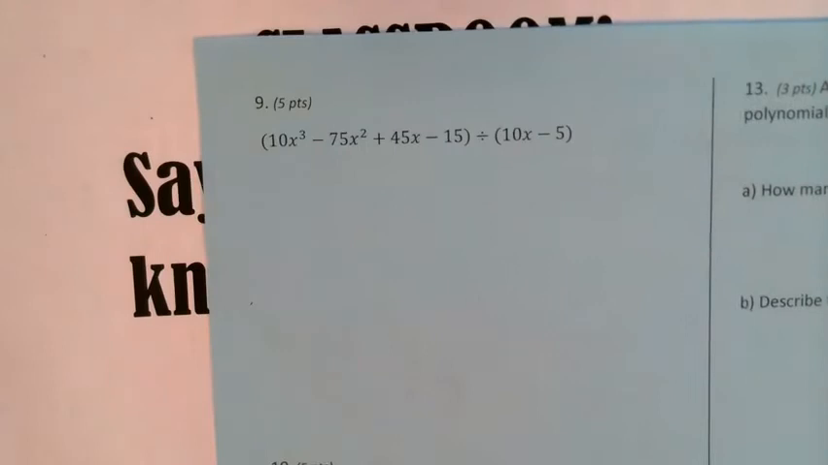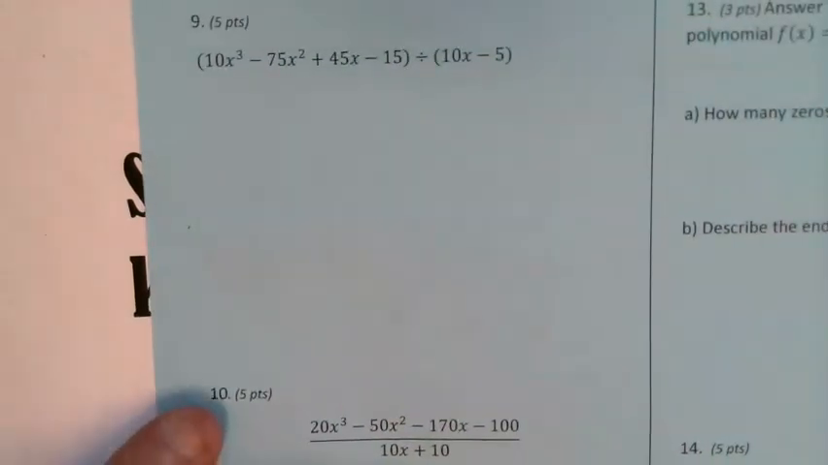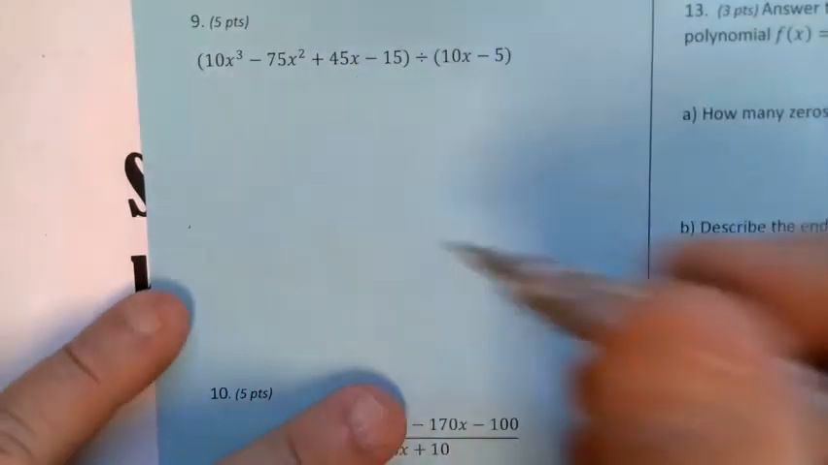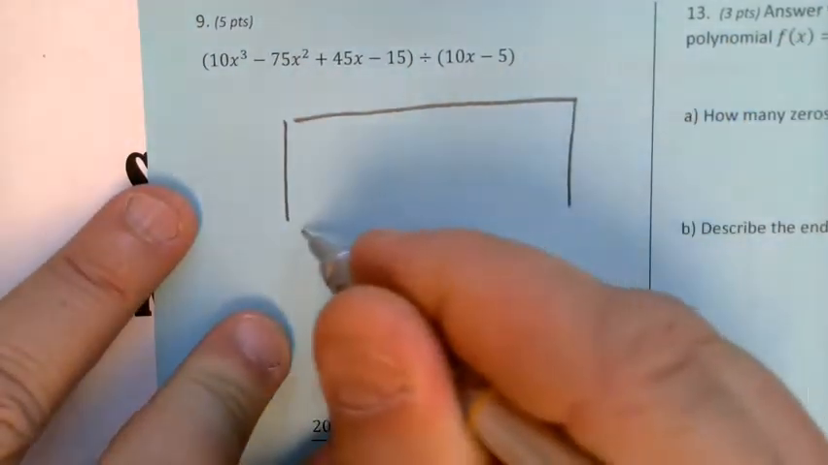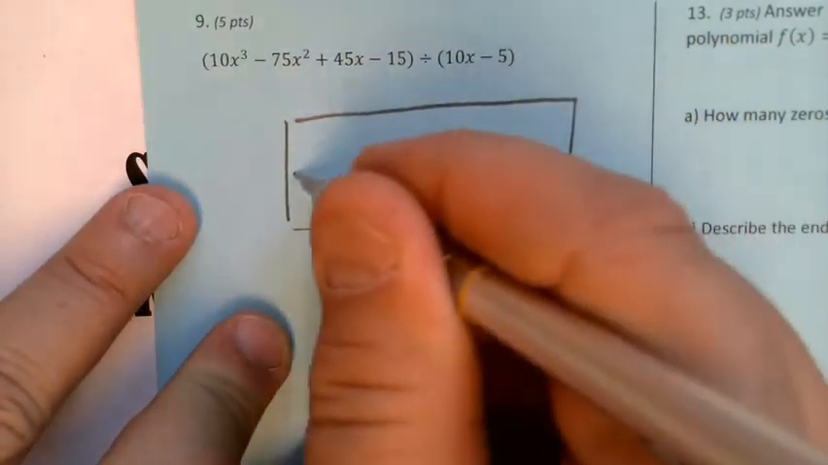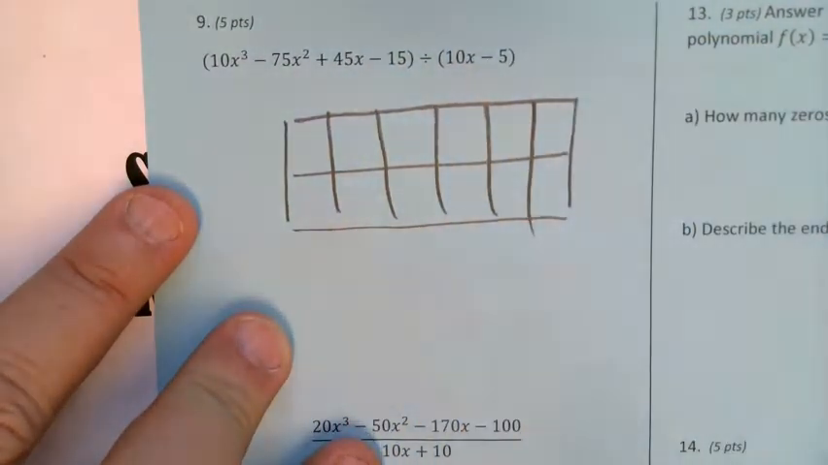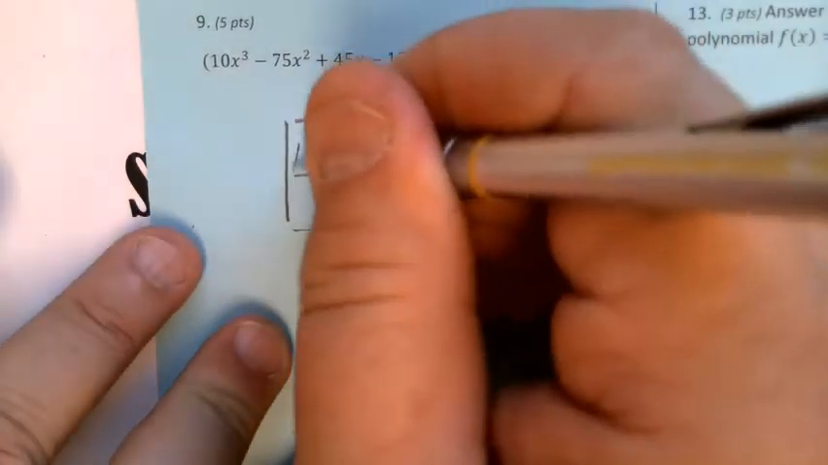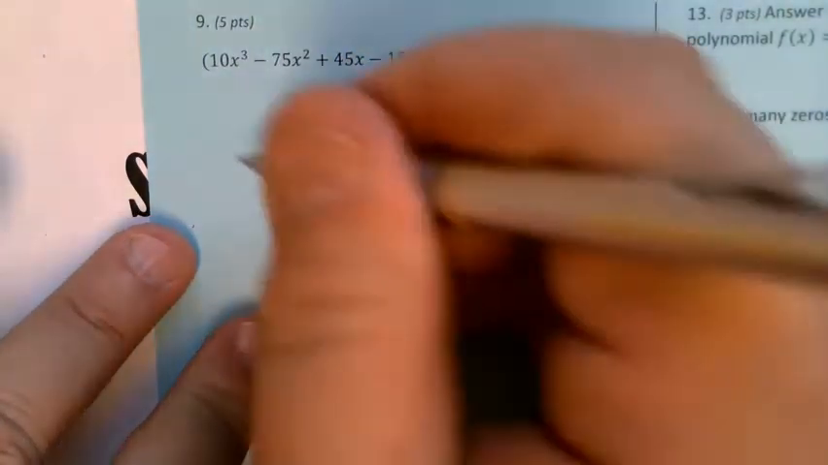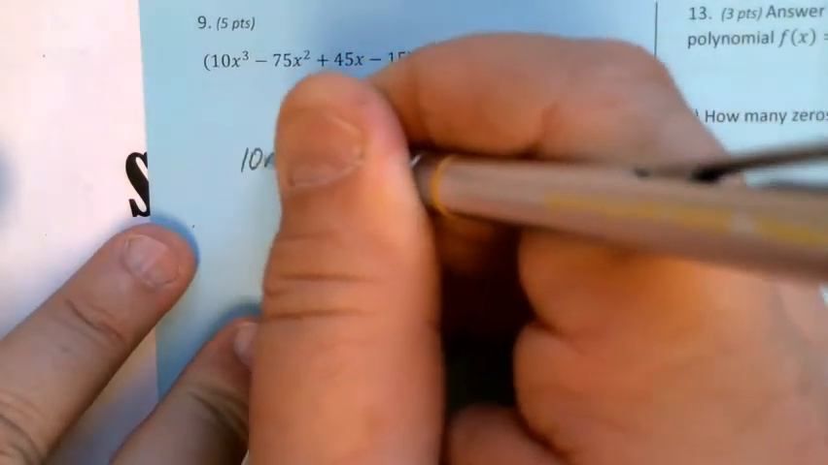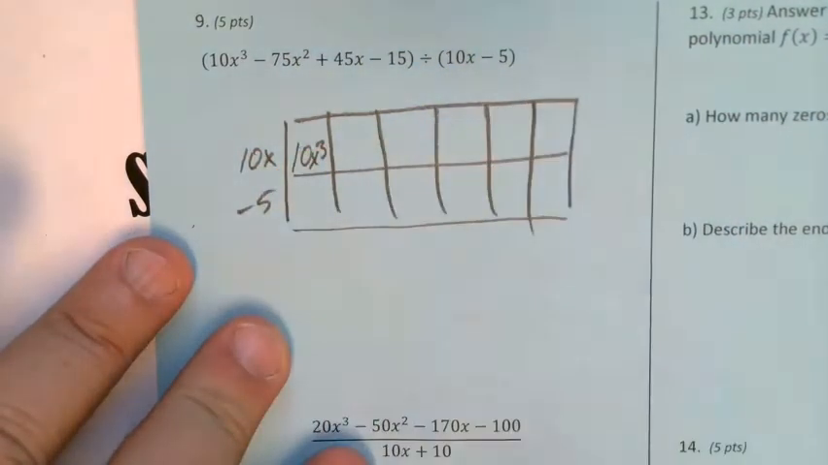Okay. This one, division. Oh, goodness sake. Okay, so I'm going to do this tabularly. So I'm going to make my tables. I don't know if that'll be enough. I'll add more if I need to. So the first term goes here, and then I've got 10x minus 5 there.